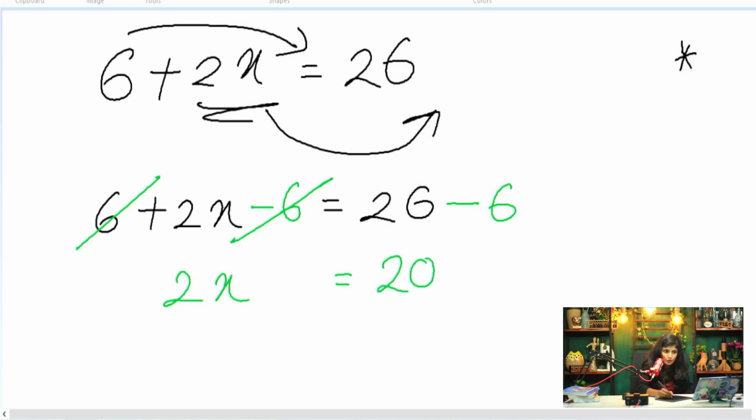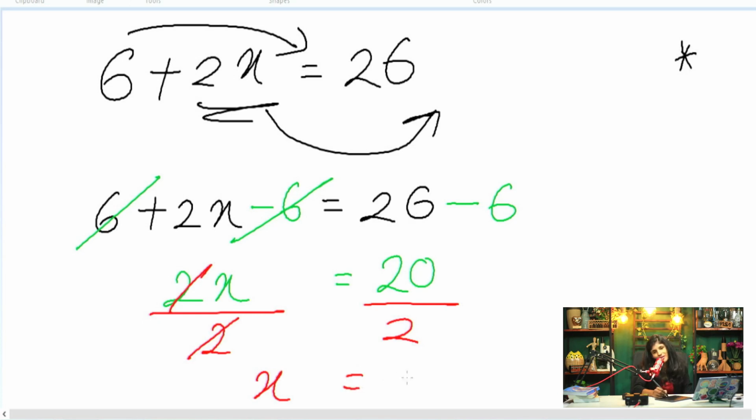Now, what we have to do? Divide both the sides by 2. So 2 and 2 are cancelling out. Only x is remaining. 20 divided by 2 means that's 10. Okay, done.